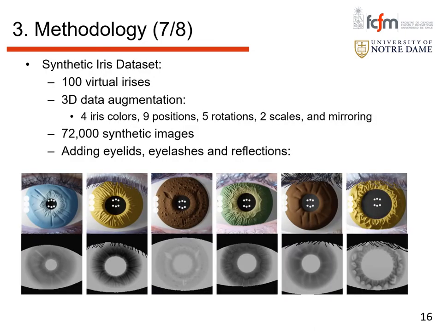After that, we produced 3D data augmentation of 4 colors, 9 positions, 5 rotations, 2 scales, and mirroring, so that we can render 72,000 synthetic images. We finally added eyelids, eyelashes, and reflections in order for the networks to learn how to segment those features.